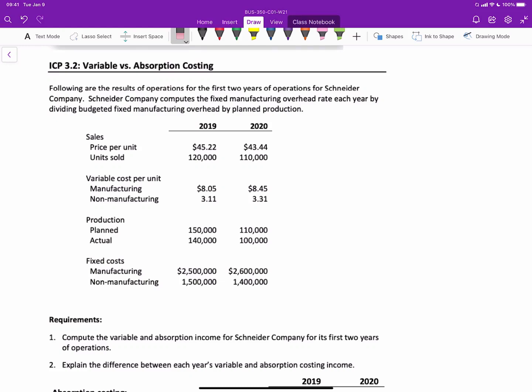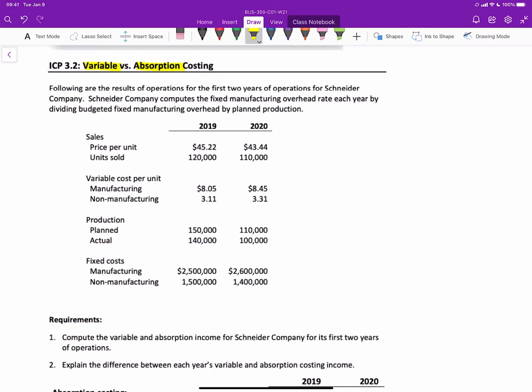Hello there. So in this video, I'll demonstrate the solution to in-class problem 3.2, where we will prepare income statements under both variable and absorption costing. We'll do this over a 2-year period so we can see how inventory is affected by changes in fixed costs when inventory both increases and decreases.